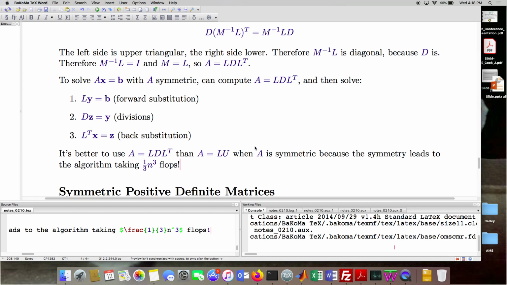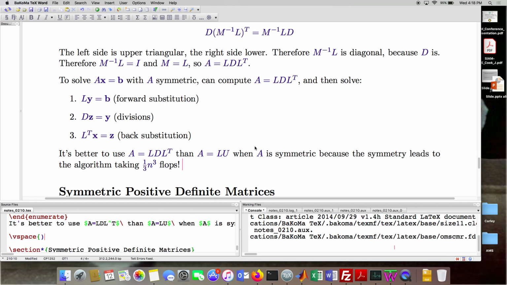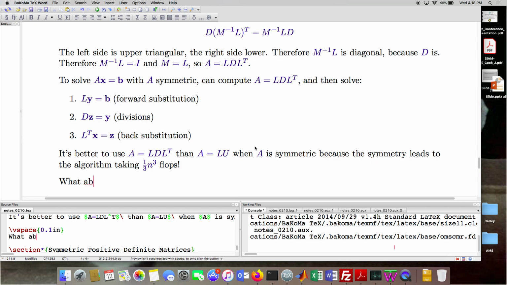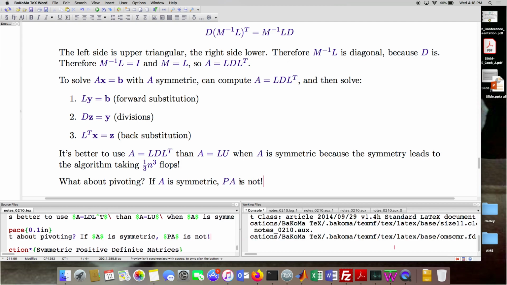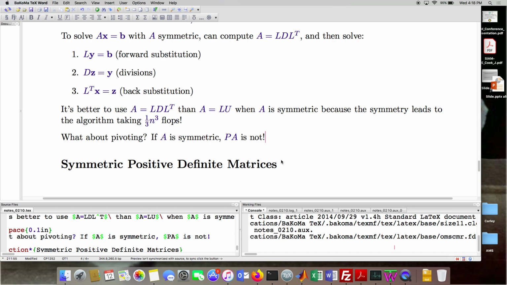Okay. Now, so that's all I'm going to say about this algorithm, except for one other thing, which I've ignored up to this point. What about pivoting? Because if A is symmetric, PA, so P is a permutation matrix, is almost certainly not going to be symmetric. So interchanging rows like you do during Gaussian elimination with pivoting will destroy symmetry.